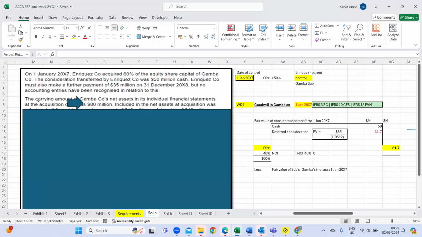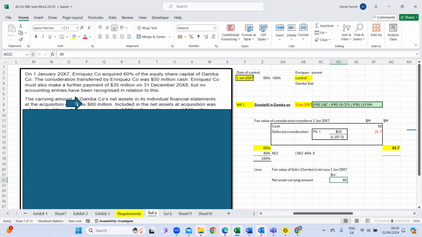They have only given me the carrying amount, so I start from the carrying amount. What they have given me is the net asset carrying amount. What was the figure? 80 million to start from. They have given me only US dollars 80 million, right?